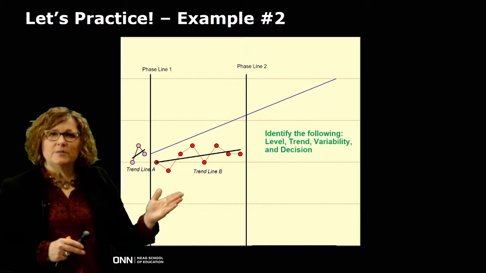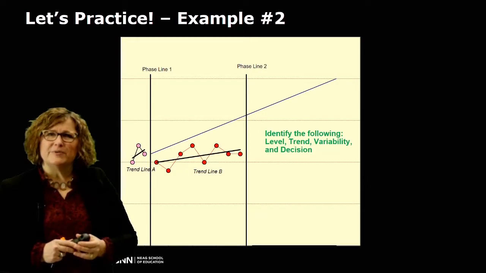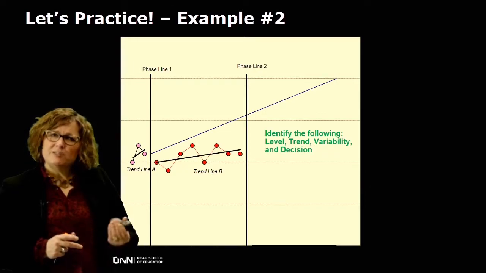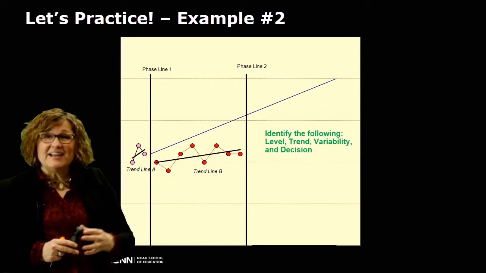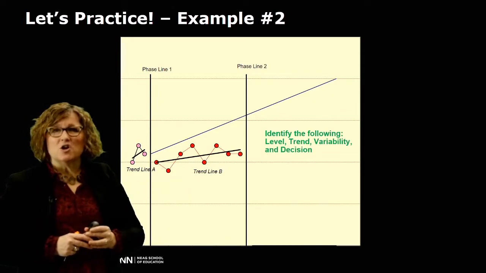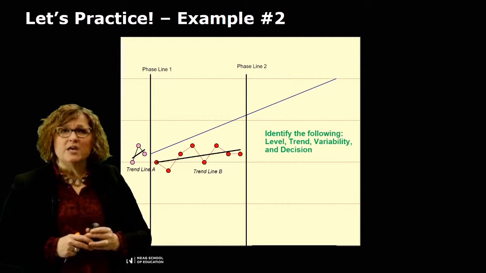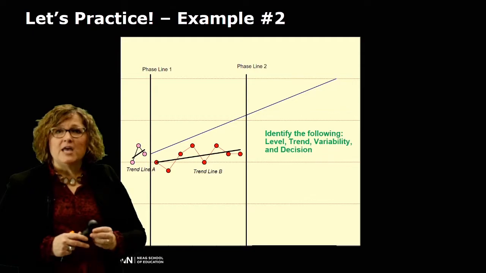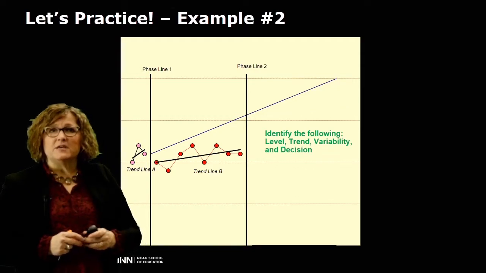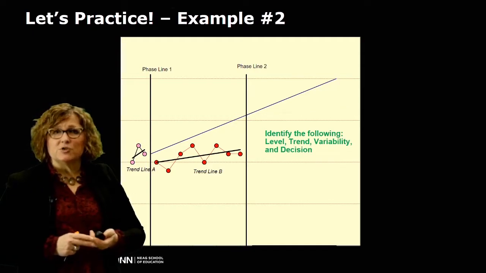When I look at variability, what did you think about variability? This one actually isn't very variable. It's pretty consistent, actually. There aren't a lot of extreme scores. So in this case, I wouldn't remove any scores. So my decision would likely be make a change or adapt instruction.